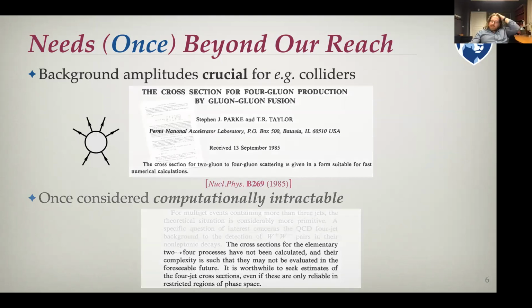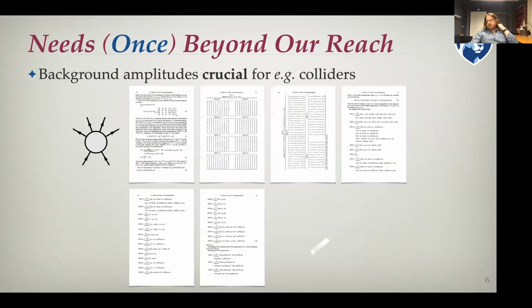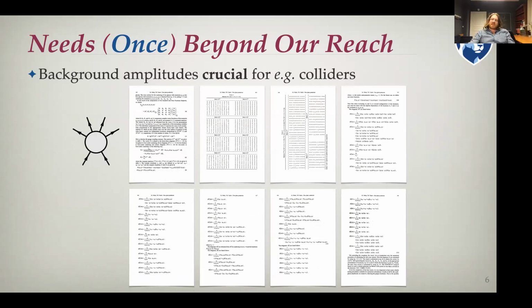What did it look like? The paper, not unlike many papers in this field, is just a formula. It's an 8-page formula with a page and a half of words around it. And I know you can't read this, but those are matrices of coefficients, and it's just at leading order, just the sum of the Feynman diagrams.